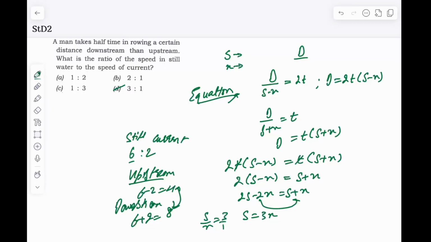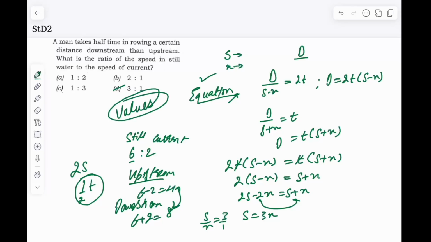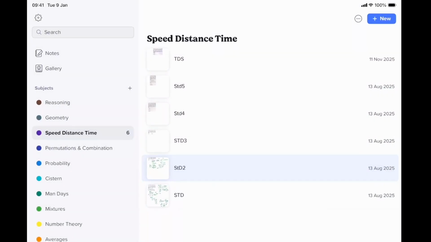Time will be halved when the speed is doubled. If I double the speed, the time taken will be 1 by 2 of t, right? So by that scenario, I know this has the right answer. So from the equation I've calculated, from values I have checked. So this is another way of solving the question on speed, distance, time.